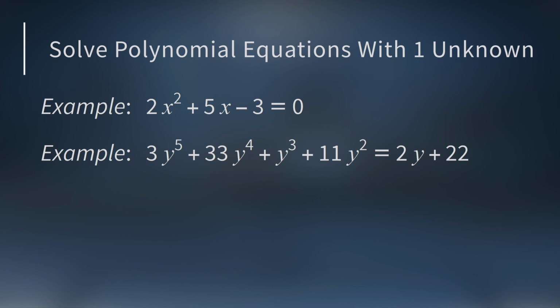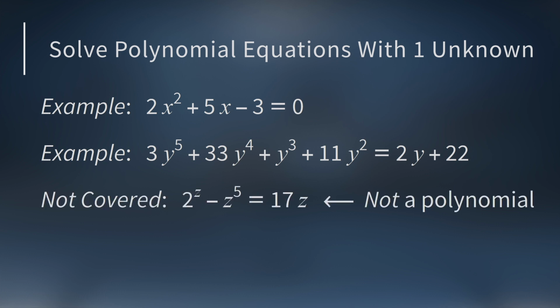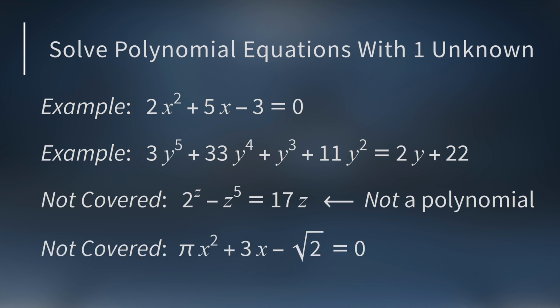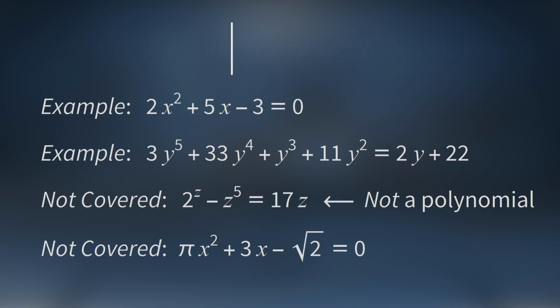Or 3y to the 5th plus 33y to the 4th plus y cubed plus 11y squared equals 2y plus 22. But we will not look at equations like 2 to the z minus z to the 5th equals 17z, since the left-hand side is not a polynomial. This is because the first term, 2 to the z, has a variable as the exponent. Also, we won't consider polynomials like pi x squared plus 3x minus the square root of 2 equals 0, since the coefficients aren't all integers.